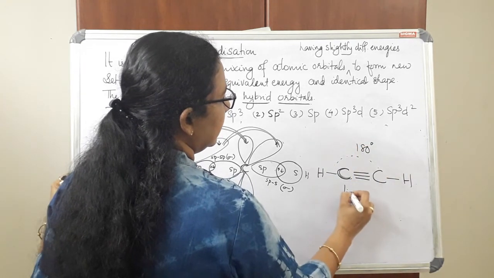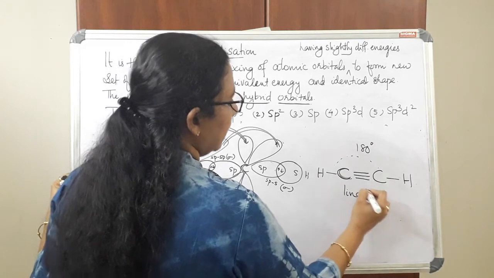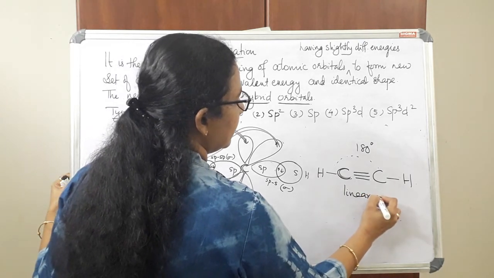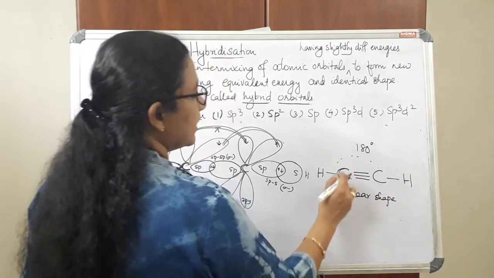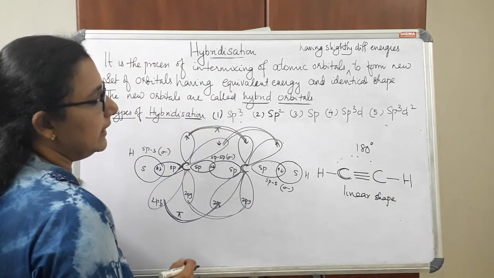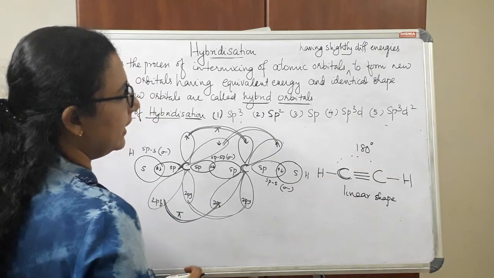So this is having a linear shape since it is undergoing sp hybridization. So this is a linear molecule. So this ethyne molecule will be linear in shape and the bond angle will be 180 degrees.